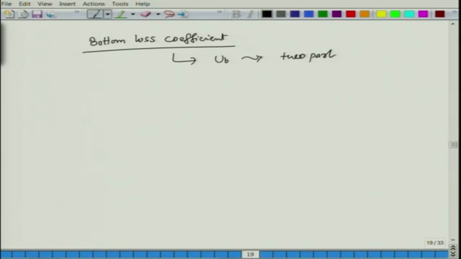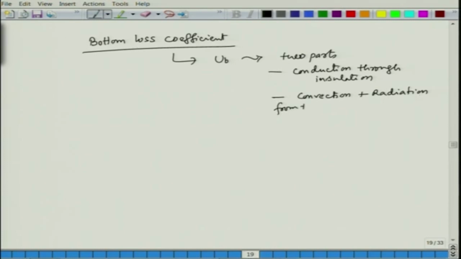So, for bottom loss coefficient Ub we have two parts, one is due to conduction through insulation, right, and second one is convection plus radiation from the base temperature to the ambient. Clear?